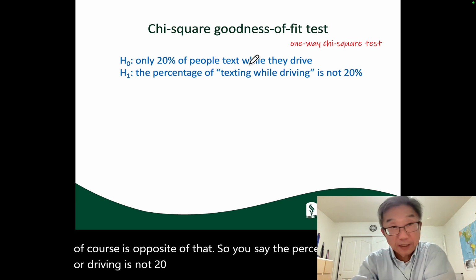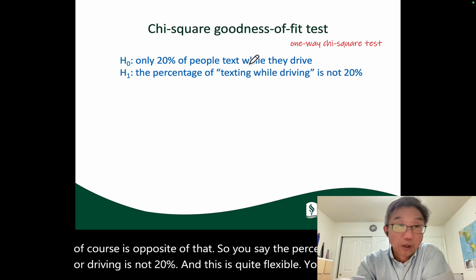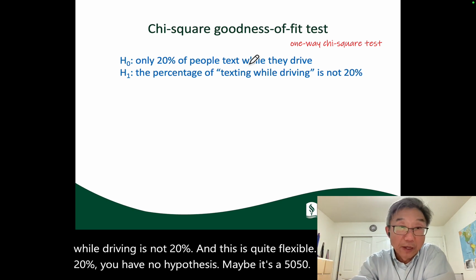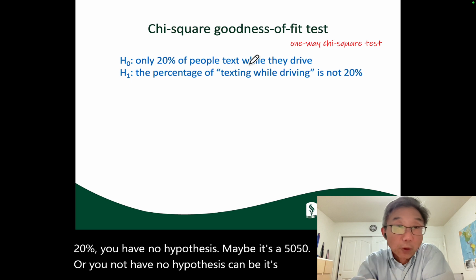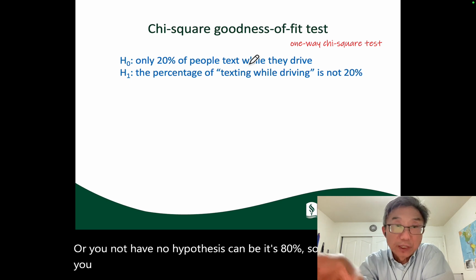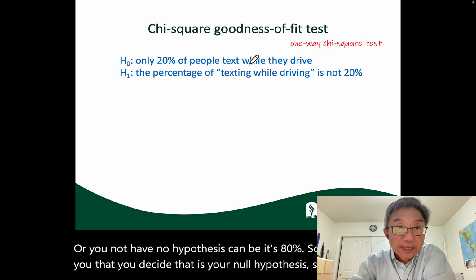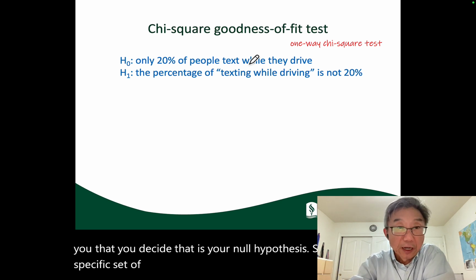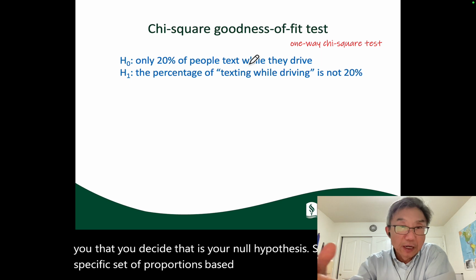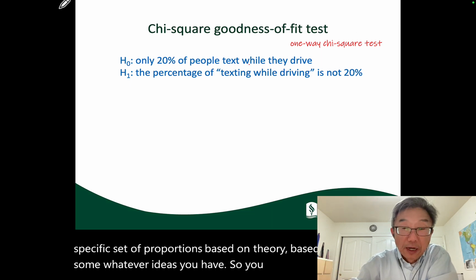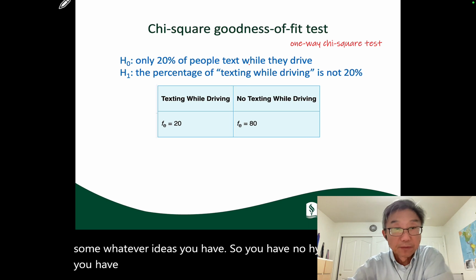And this is quite flexible. You can say 20%, your null hypothesis maybe it's a 50-50, or your null hypothesis can be it's 80%. So whatever that you decide, that is your null hypothesis. So you propose a specific set of proportions based on theory, based on some hunch, or whatever ideas you have. So you have a null hypothesis and you have an alternative hypothesis.